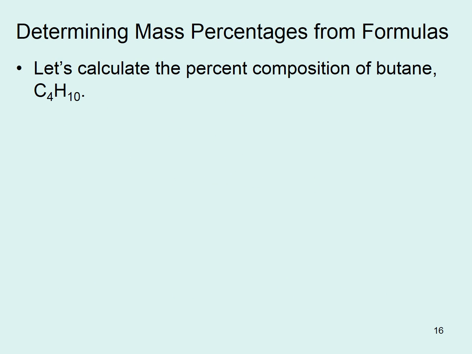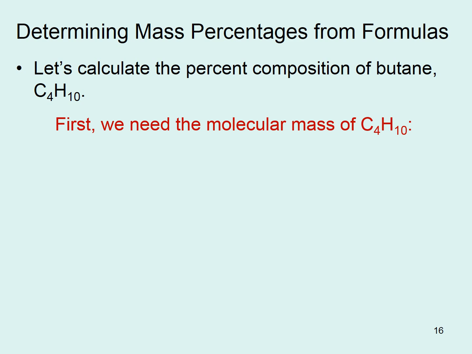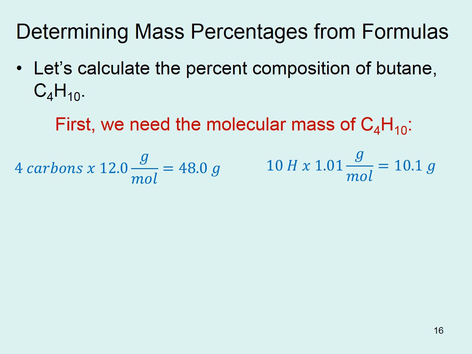Let's calculate the percent composition, that's the mass percent composition, of butane, C4H10. The first thing we need to do is find the molecular mass of C4H10. We know how to do that. There are 4 carbon atoms. They each weigh 12 grams per mole, so 4 moles have 48 grams. And then there are 10 hydrogen atoms. They each weigh 1 gram per mole, so 10 hydrogen atoms weigh 10.1 grams. If we add those together, we get the molecular mass of butane, C4H10.